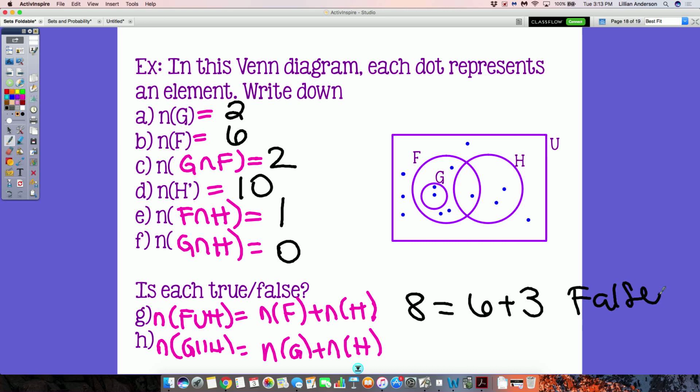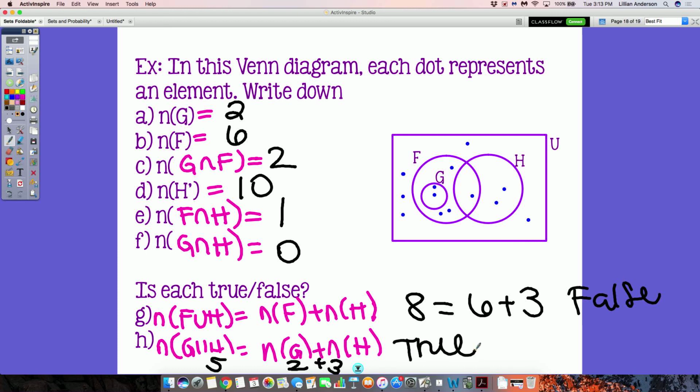Okay? The last one, it says the union of G and H. How many elements are in the union between G and H? Remember, union means together. 3 or 5. There's 5. 2 in G, 3 in H, so together that makes 5. How many were in G? 2. How many were in H? 3. Is 2 plus 3 5? Yes. So this one is true.